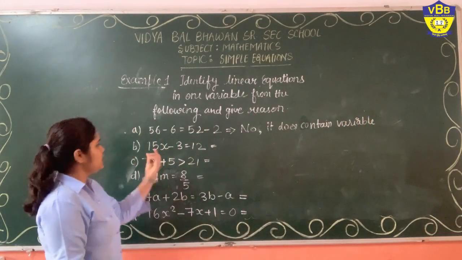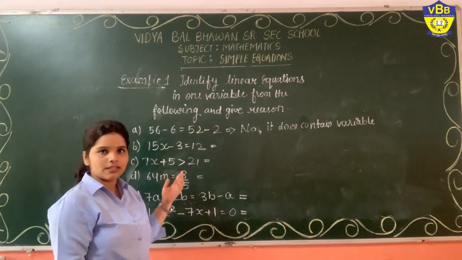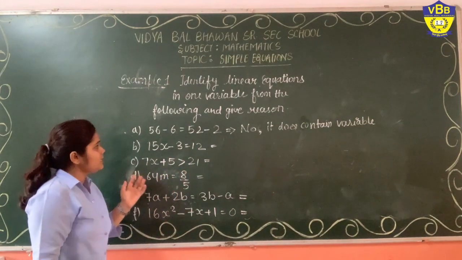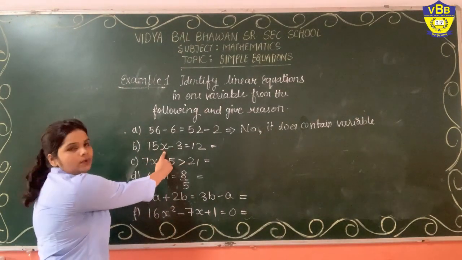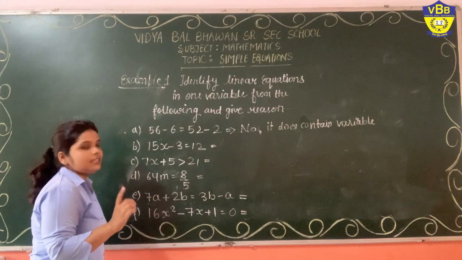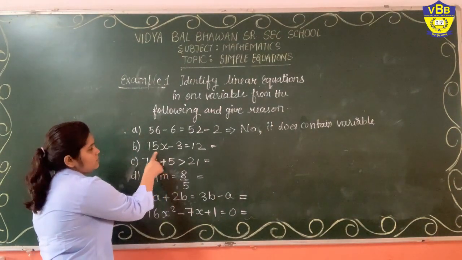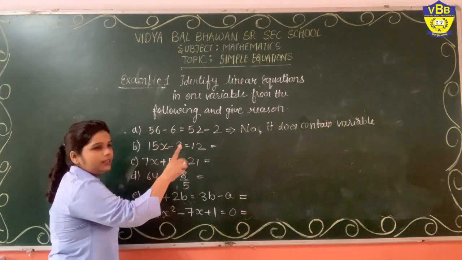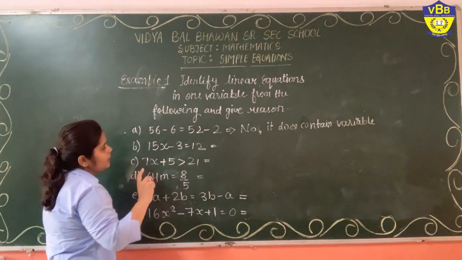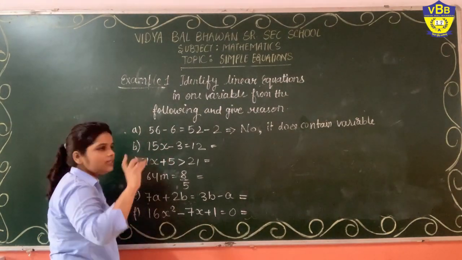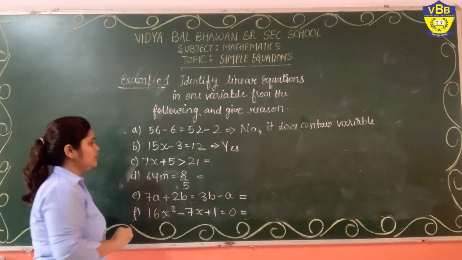After that, you can see 15x minus 13 equals 12. Is it an equation? Yes, the equal sign is there. Is it a linear equation in one variable? Yes, there is one variable only, that is x. Linear means degree is 1 only. Yes, degree is 1 only, the highest power of the variable. The variable here has power only 1. Nothing is written, that means it's 1. Degree is 1. So yes, it is a linear equation with one variable.